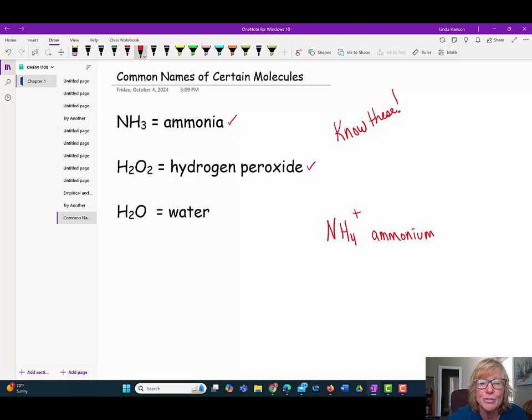I mentioned hydrogen peroxide being in your medicine cabinet at home. Do not name that as dihydrogen dioxide. That would be marked incorrect. You need to remember that that is hydrogen peroxide. And of course, water, do not name as dihydrogen monoxide, but name that simply as water to receive your full credit.